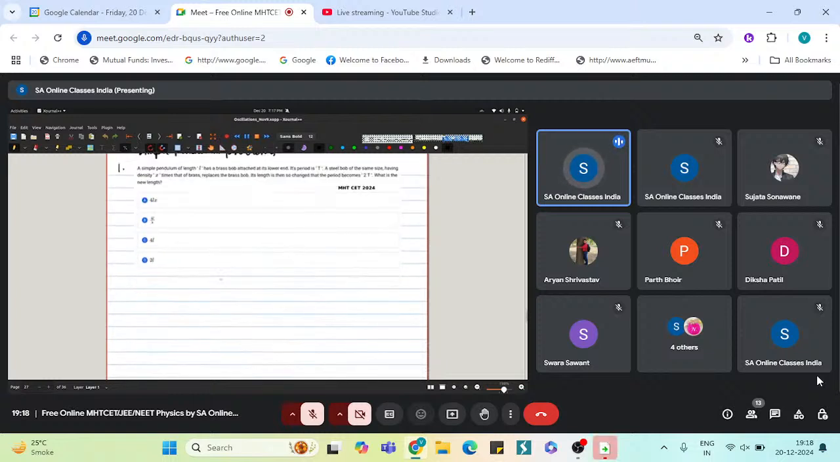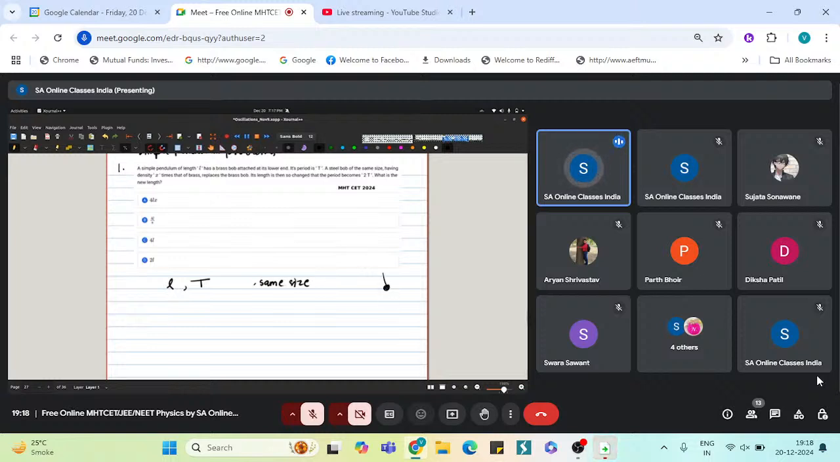These are arranged in increasing order of difficulty. So this first question is quite simple. They have given a simple pendulum of length L that has a brass bob attached to its lower end. The period of this simple pendulum is T. Now a steel bob of the same size. The keyword here is same size. The size does not change, having density X times that of the brass. Same size but the density is increased. It replaces the brass bob.